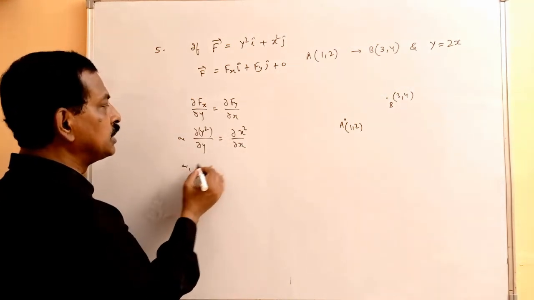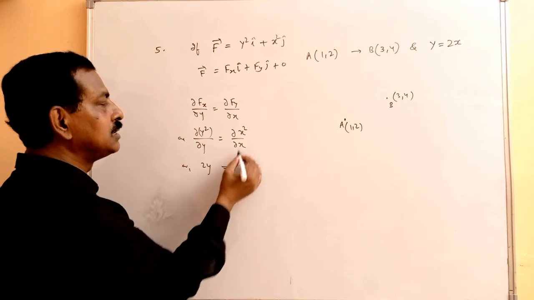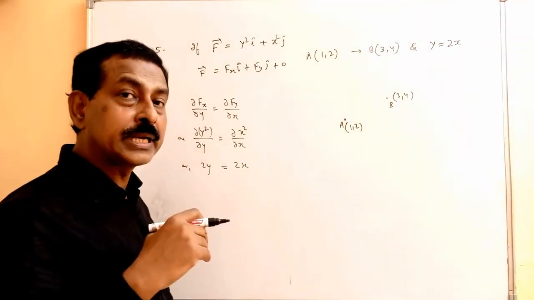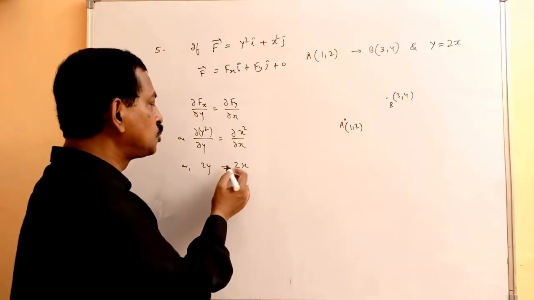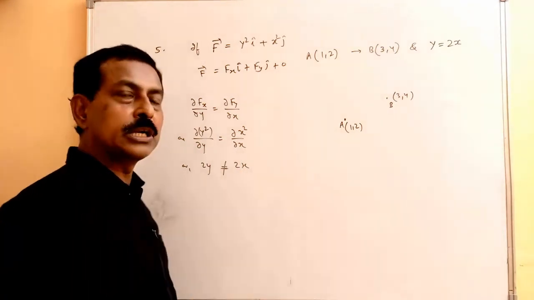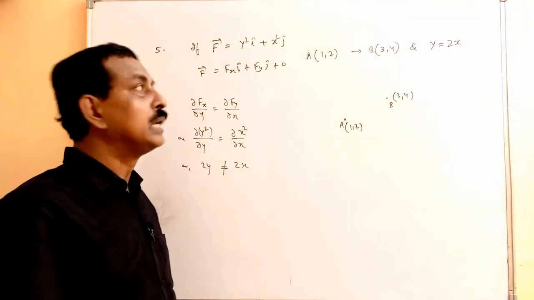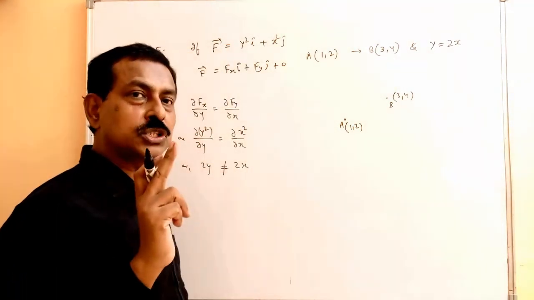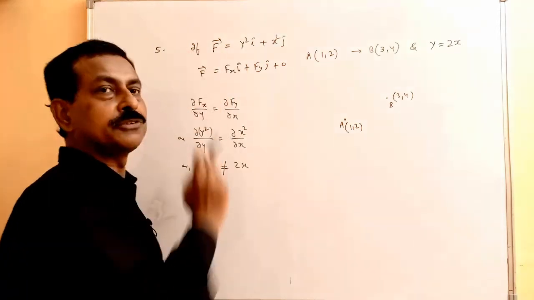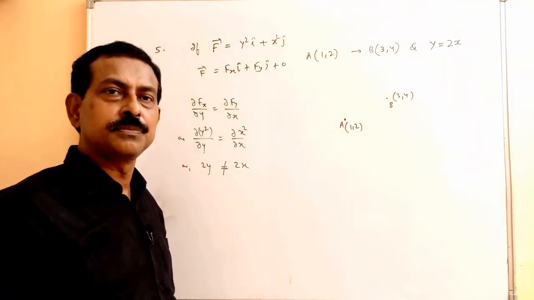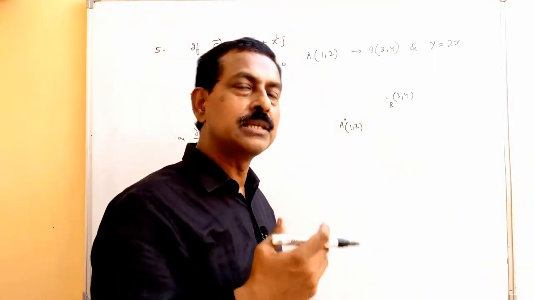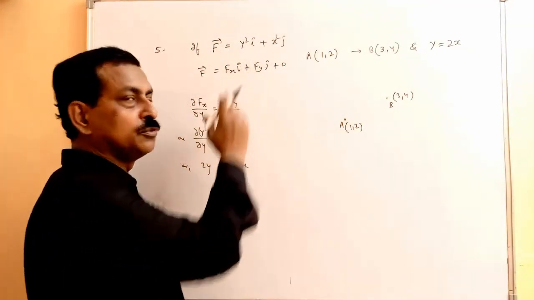So how much will it be? This will be 2y, and this is 2x. So what you are getting is 2y equals 2x. These are not equal. It means this is not the expression for a conservative force. This is a non-conservative force. So we'll have to find out the work done for this case for the non-conservative force.